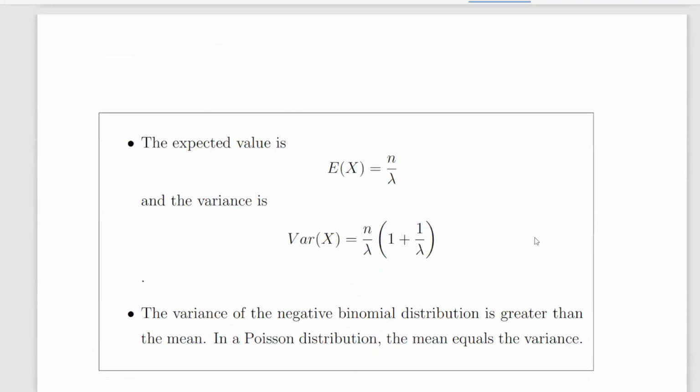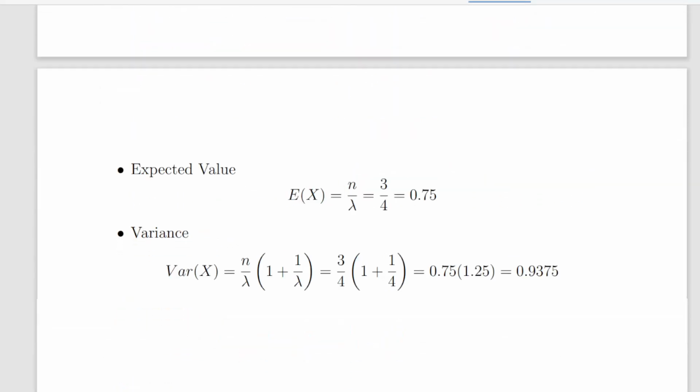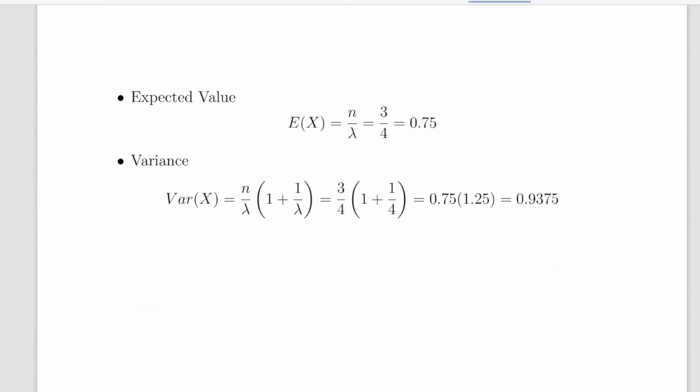Okay, so the expected value of X for the negative binomial distribution is n divided by lambda, and the variance is n divided by lambda times 1 plus 1 over lambda. So the variance of the negative binomial distribution is greater than the mean, whereas in the Poisson distribution the variance is equal to the mean. The question actually asks us just for the expected value and the variance, so we don't have to get too worried about other things like the probability mass function. It's good to know, but it's not part of this question.